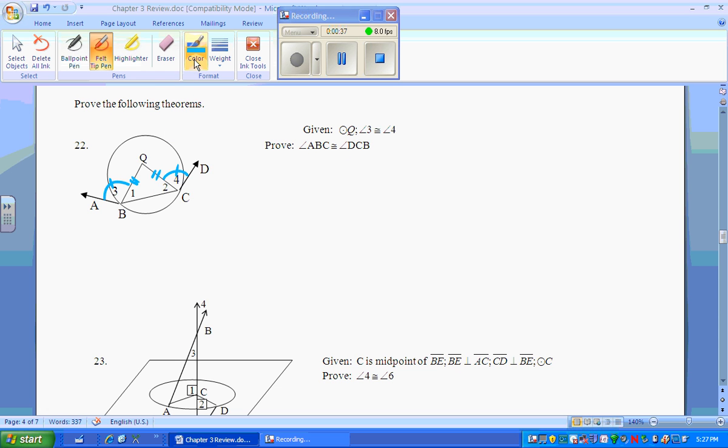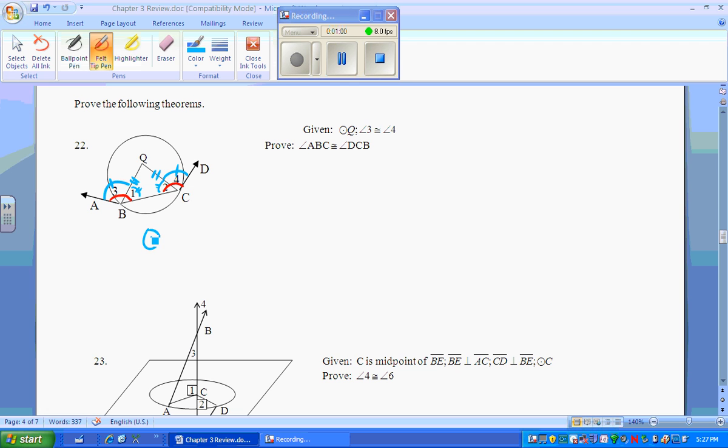We want to prove that the big angle, let me switch colors here, the big angle here is congruent to this big angle here. Well, what do you notice? If I could get 1 and 2 to be congruent, then I could add 1 and 3 and 2 and 4 to get the bigger angles. Well, if you notice the two sides are congruent, you know then these two angles will be congruent.